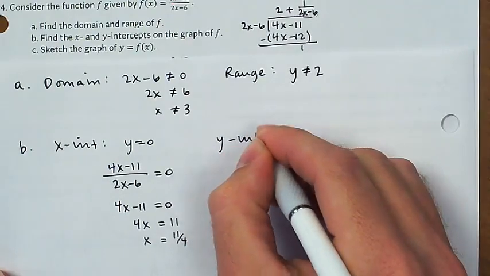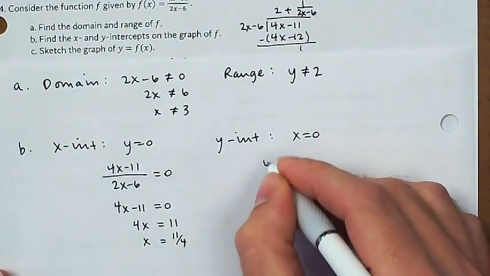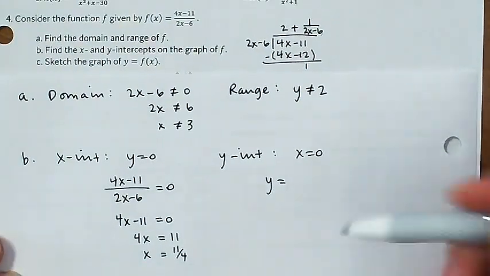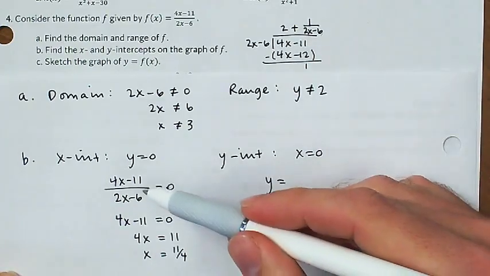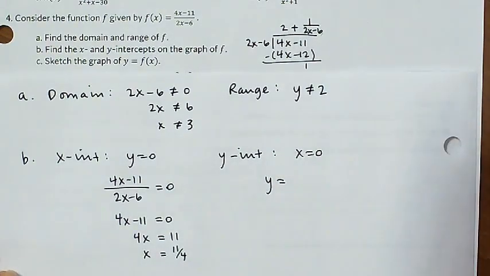For the y-intercept, I'm going to let x equal 0. And so y is equal to (4x minus 11) over (2x minus 6). And I'm going to show you that it would work out the same way if I did this. I probably could have done the same thing solving this for 0. You'd have gotten the same thing. It would even have looked kind of the same.